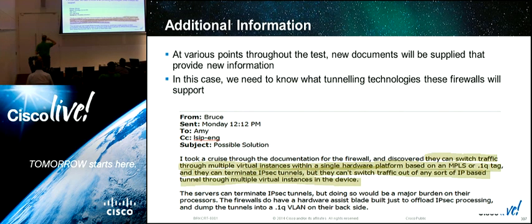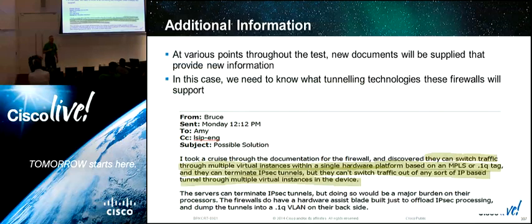And so I get this email. Well, actually, Amy gets it. Apparently, it came from me. I didn't know that. It says: I looked through the documentation and discovered that the firewalls can switch traffic through multiple virtual instances on a single hardware platform based on MPLS or .1Q. And they can terminate IP tunnels, but they can't switch traffic out of any IP-based tunnel through multiple virtual instances.